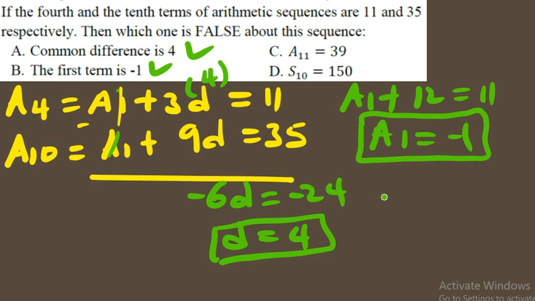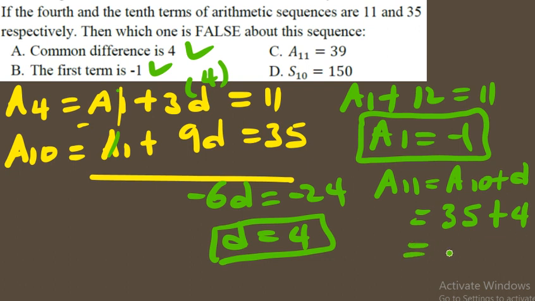What about C? C says A11. A11 means A10 plus the common difference. The 10th term, okay, always in the nth term means the previous term plus the common difference. So the 11th term is the previous term, which is the 10th term, plus the common difference. The 10th term is already given to you, 35, plus the common difference, 4, we got it. When you add, it will be 39. That's correct again.